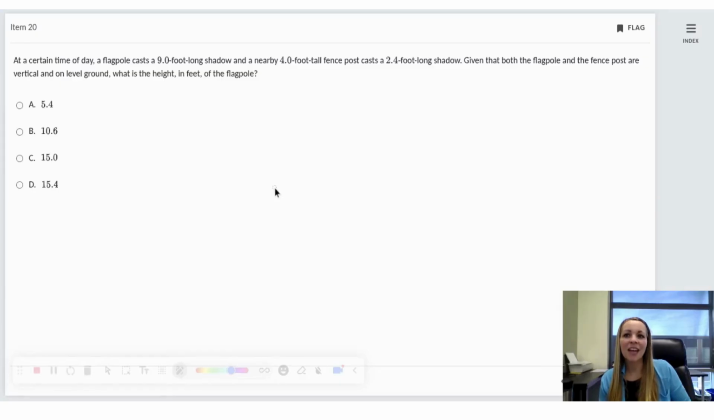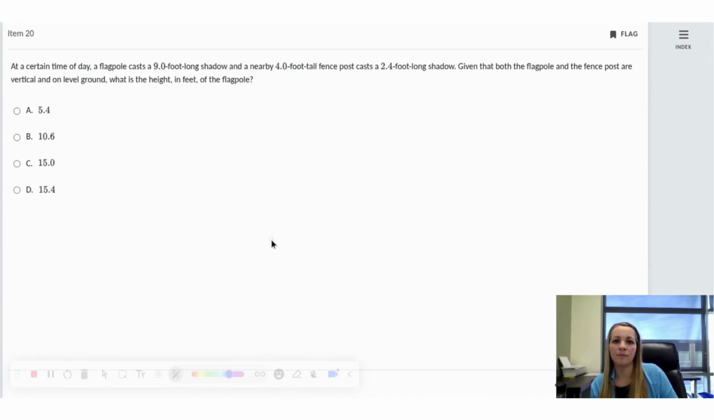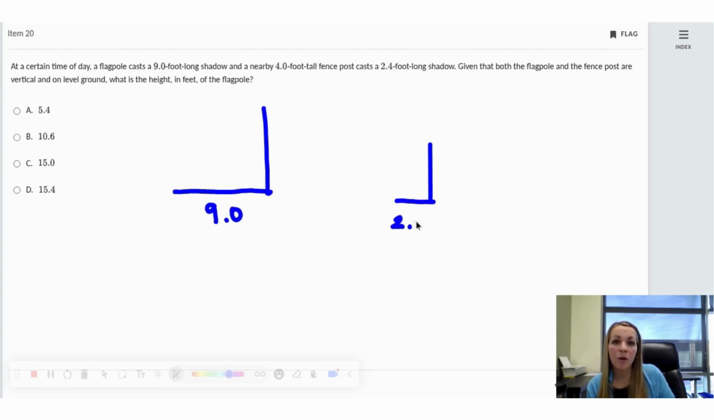Question number 20. At a certain time of day, a flagpole cast a 9.0 foot long shadow, and a nearby 4.0 foot tall fence post casts a 2.4 foot long shadow. Given that both the flagpole and the fence post are vertical and on level ground, what is the height in feet of the flagpole? Well, let's draw two pictures to figure this out. We know that both the flagpole and the fence are vertical to the ground. And we're given the shadows for both of them. The shadow for the flagpole is 9.0, and the shadow for the fence post is 2.4.